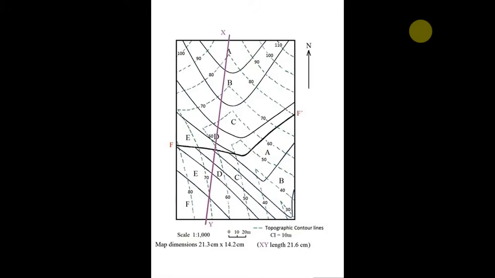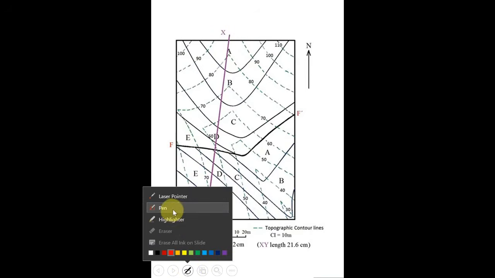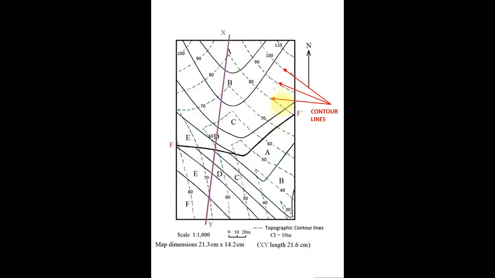So in this video lecture, we'll be solving this map, and we need to draw a cross section of this map along the XY, which is specified for this. Let us just see the important features. So these are the contour lines.